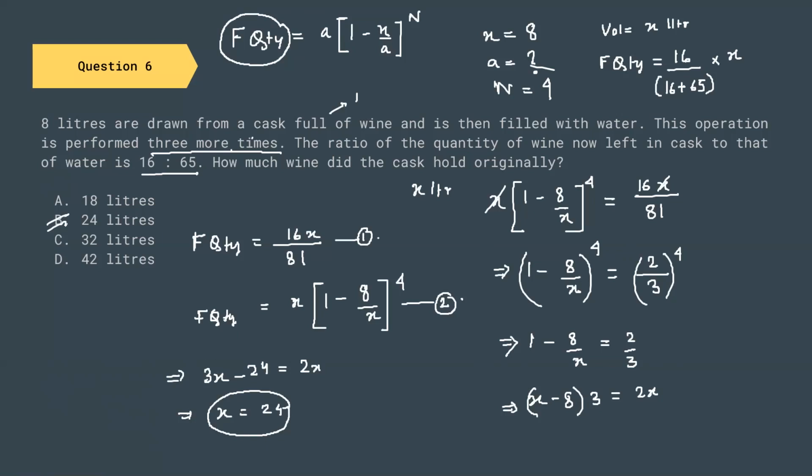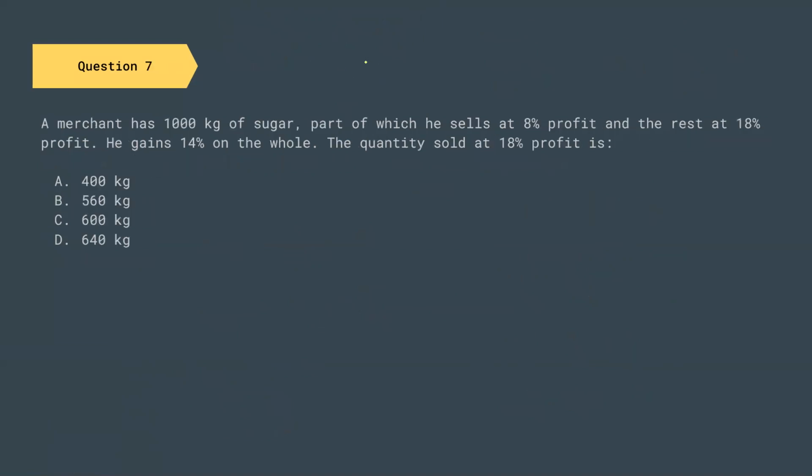So I hope this was clear to you. This is a very important formula. Please mark this formula in your copy so that you can refer to it again and again. So what is A here? A is your initial pure quantity, and X is the quantity replaced by another quantity. This is an important formula. Please note it down. Now let us go to another question, question number 7.